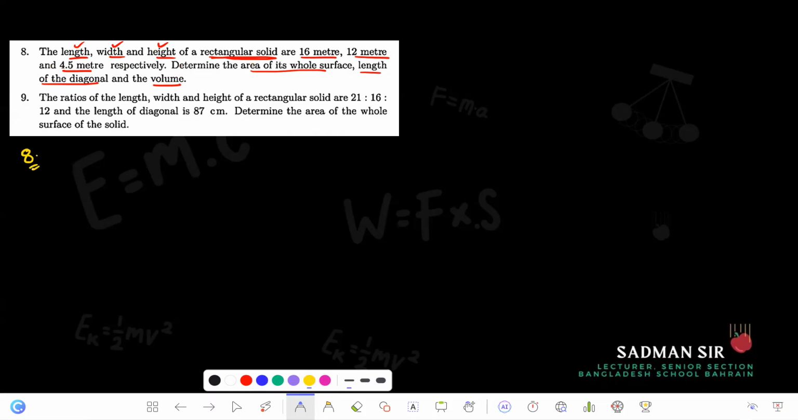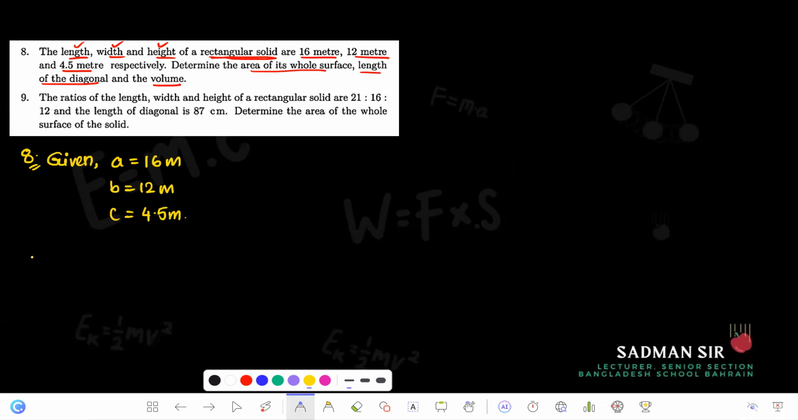Wait, I want everyone to be ready with the calculator so that whenever I tell you to calculate, you can do the calculation and let me know the answer. First, we need to list the given information. It's better if you write length, a is equal to 16 meter, and then breadth b is equal to 12. Not breadth, here they have mentioned width, so you will write width. And c is height, that is 4.5 meter.